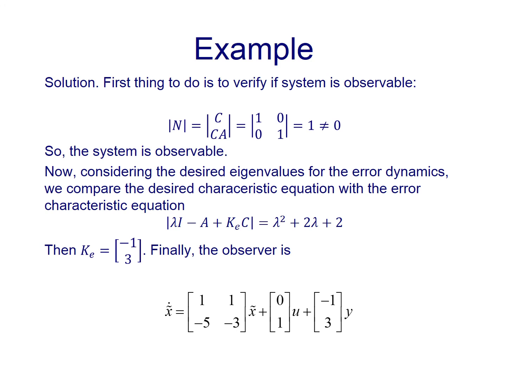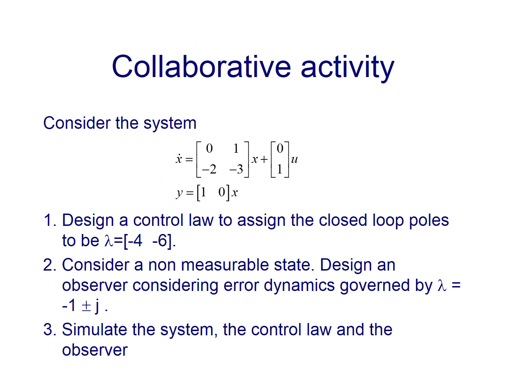Okay. Just in order for you to practice, for this system, design a control law to assign closed loop poles to be these. This is the first example, remember. Consider a non-measurable state, and design an observer considering the error dynamics as in this last example. So what you may do is simulate the system, the control loop, and the observer using Scilab or MATLAB or whatever you want.